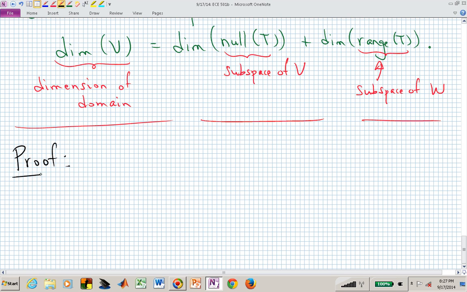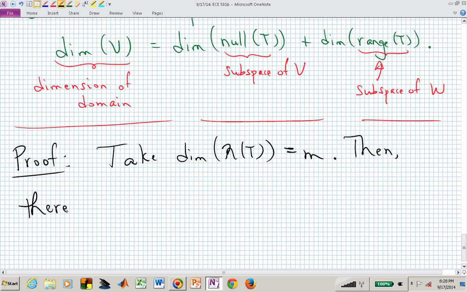Let's now look at a proof of that. First, let's take the dimension of the null space of T to equal some finite value m. If that's the case, we can find a basis for that vector space. And what do we know about a basis? We know that it has a spanning list, and the vectors in the spanning list need to be linearly independent. Once we know that the dimension of our null space is m, then there is a basis.